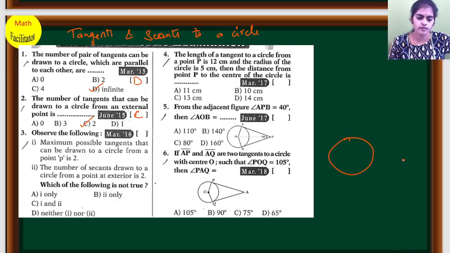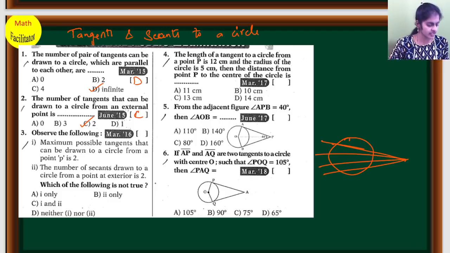If you want to draw secants from an exterior point, you can draw infinite secants. If it is a tangent only, you will have to stop at 2. So here the correct option is only 1 is correct. So option A is correct.